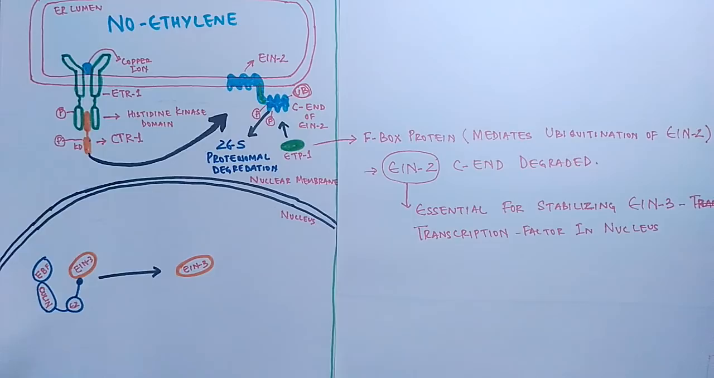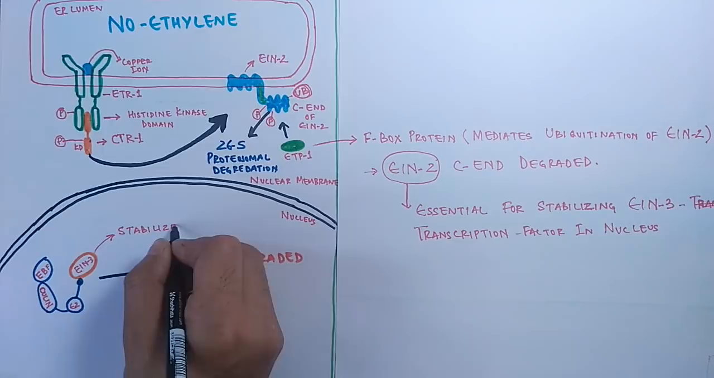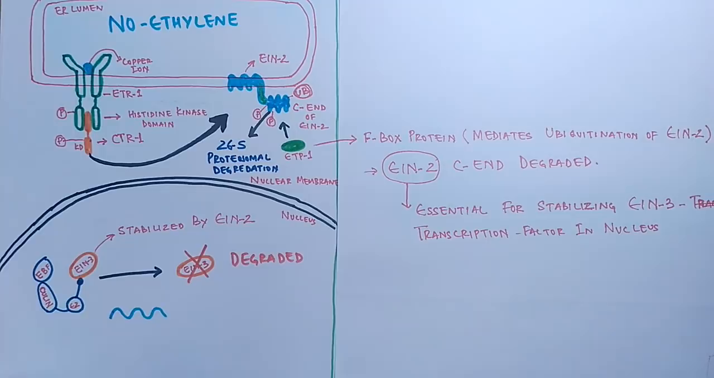Here in this case, in the absence of ethylene, the EIN2 is already degraded in the cytoplasm. Now the EIN3 will also be degraded in the nucleus by the action of proteasomal complexes. And we know it is the EIN3 molecule which drives the transcription of ethylene responsive genes. So no ethylene means no transcription. So this is the case when there is no signal from the ethylene molecule, that means when there is absence of ethylene.